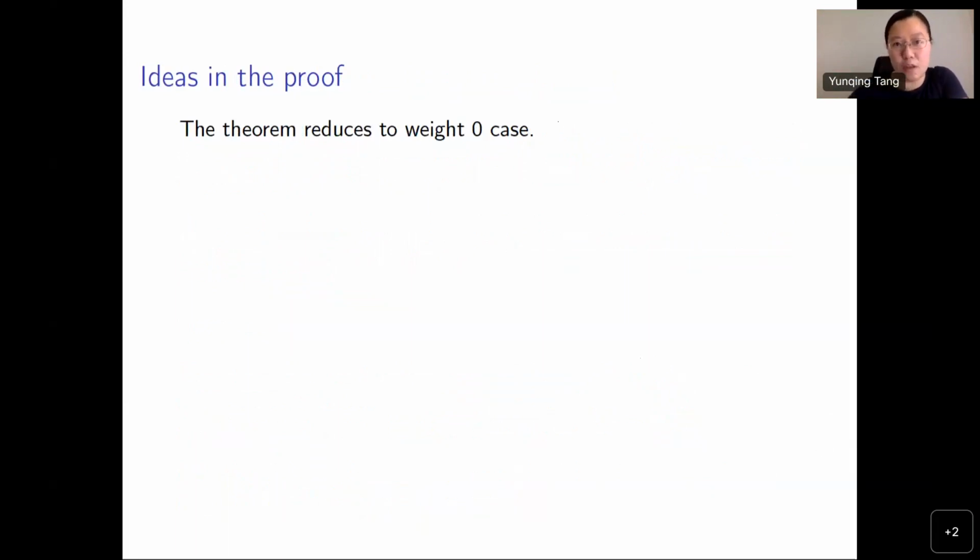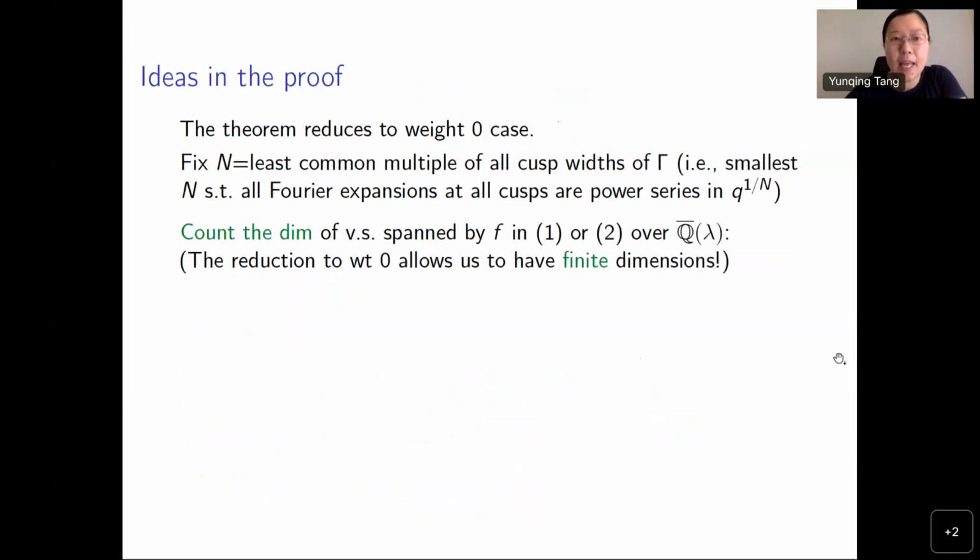It's standard to reduce the theorem to the weight 0 modular form case. Then we fix a number n, where n is the least common multiple of all the cusp widths of gamma. Namely, you look at the Fourier expansion at all the cusps, and you can always write it in q to the 1 over n. Okay, so we have 1 and 2. We can count the dimension of the vector space spanned by the functions, the modular forms, in 1 or 2 over Q-bar. So first let's talk about the 2 part, because the 2 part is more classical.